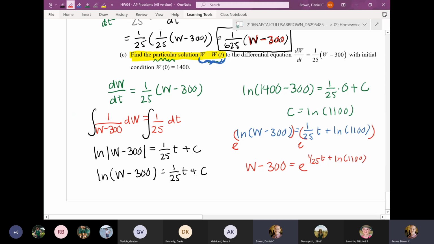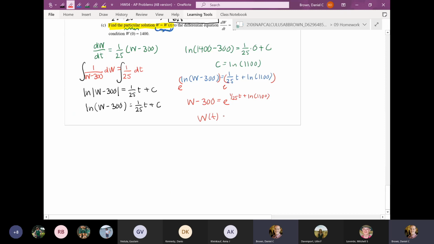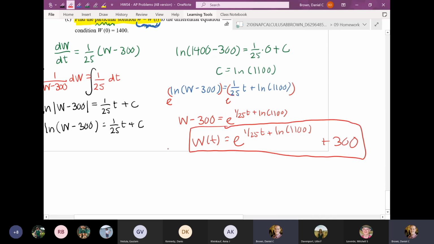Don't cancel out that second natural log, so we have that plus sign there. That would be some bad algebra. And then solving it for w, I'm going to write it as w of t, is equal to e to the 1 over 25t plus the natural log of 1100, and then outside the exponent plus 300. This answer on the AP exam, on my test, is perfectly okay.